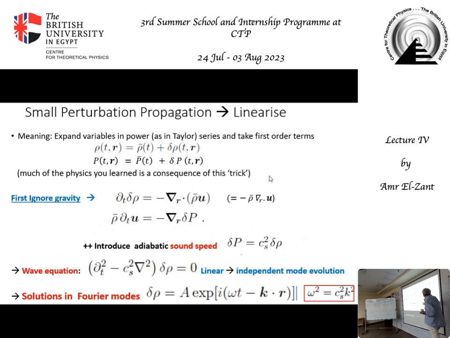The change in pressure is equal to the change of density times the speed squared. Why? Because if we do this, we get a wave equation. This is called a wave equation. And now it's linear.